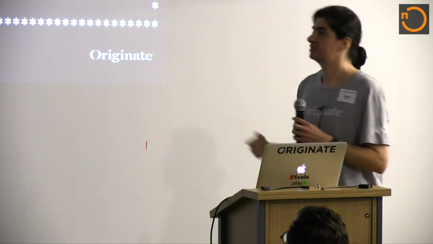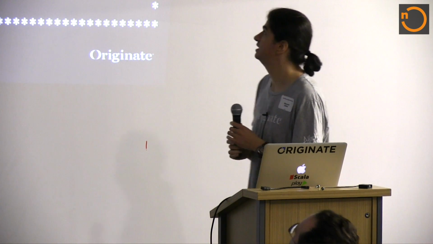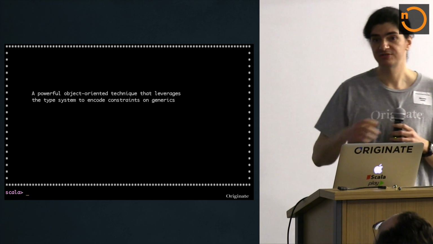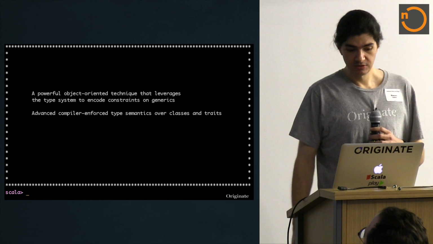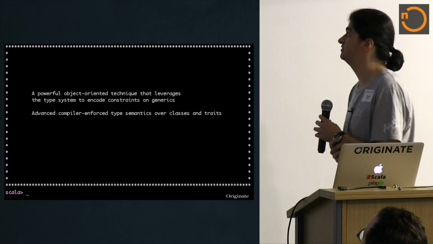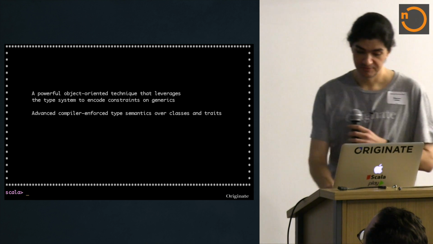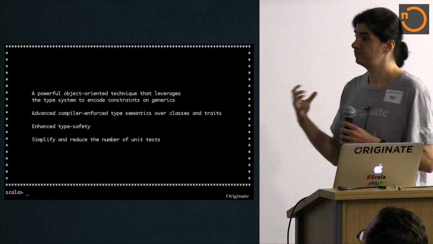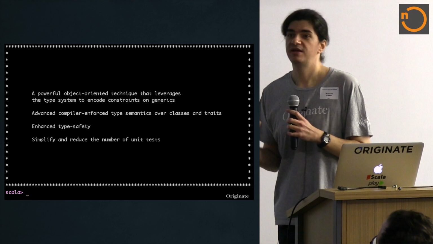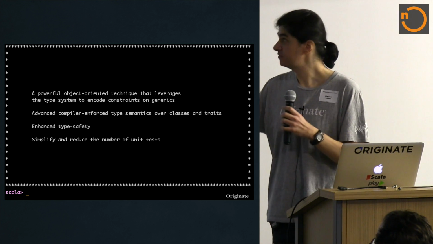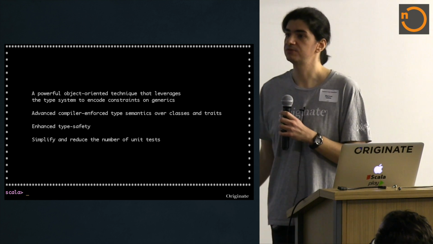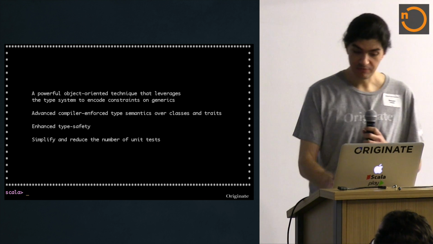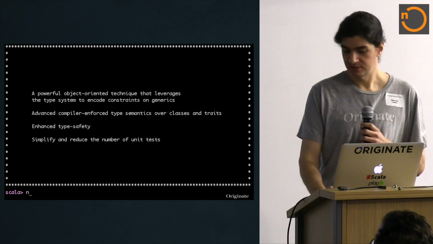Okay, so how I see it. For me, this is a very powerful object-oriented technique that leverages the type system so we can encode constraints on generics, so our generics do not grow too wild. So we have some advanced type semantics that are enforced by the compiler over classes and traits, and it just enhances type safety. And at the same time, and this is what I love the most about them, the number of unit tests that you have to write to test your code can be greatly reduced, because there will be a lot of things you're not going to need to test, because the compiler will ensure that they will just work, and your tests get simpler. So this is my main motivation for using F-bounded polymorphism.